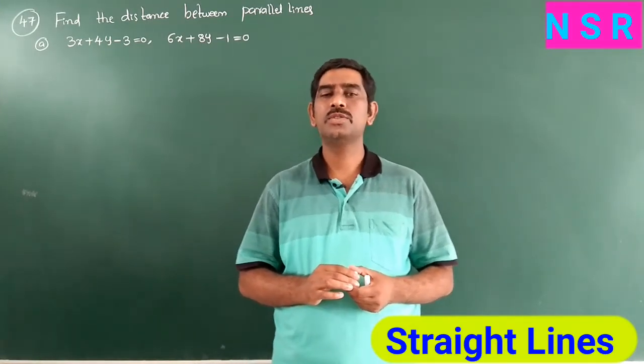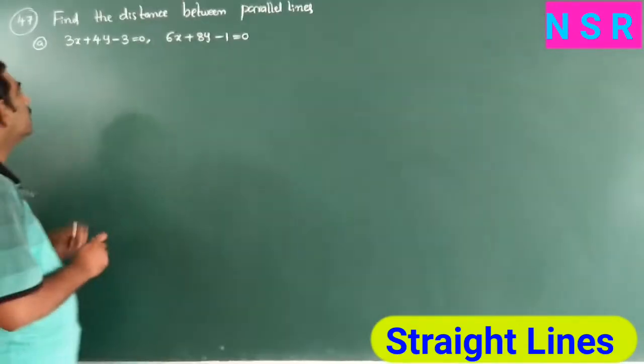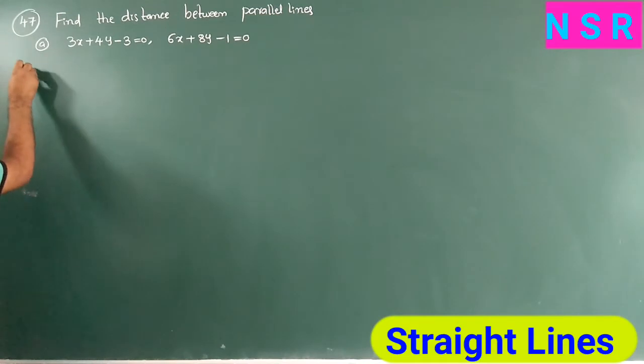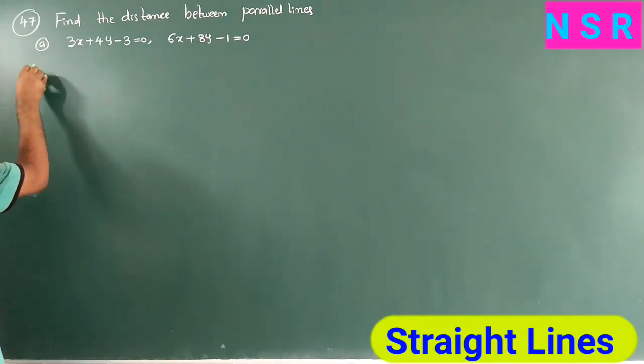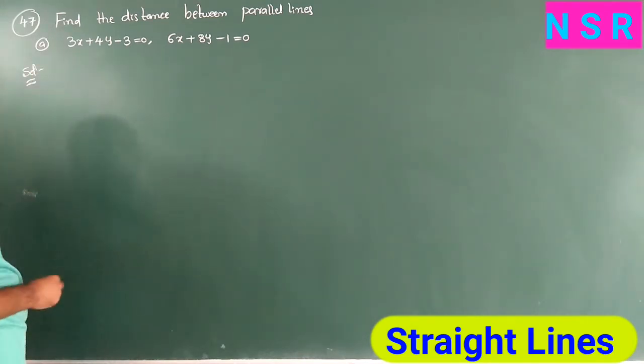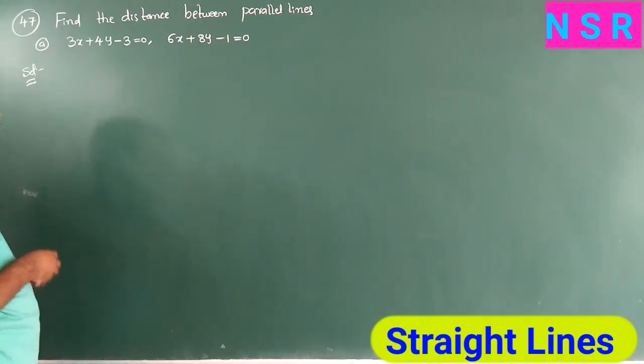So in this session also we are going to solve some 2 marks questions. So the next 2 marks question is: find the distance between parallel lines. Here we have to find the distance between two parallel straight lines. Observe the question here, given two straight lines. First one is 3x plus 4y minus 3 equal to 0 and second one is 6x plus 8y minus 1 equal to 0.